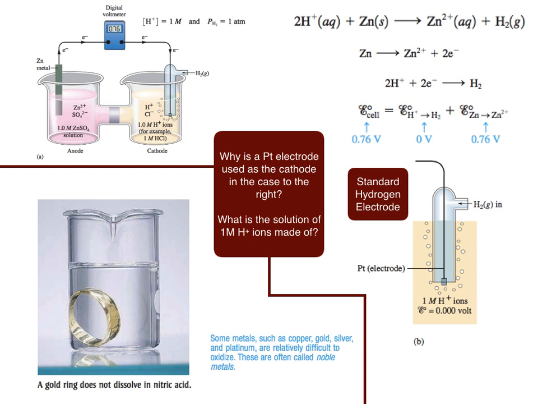Gold, silver, and platinum are typically considered noble metals due to their inability to corrode easily. Electrodes made of these elements, most commonly platinum, will be used when there is no solid substance associated with the half reaction.